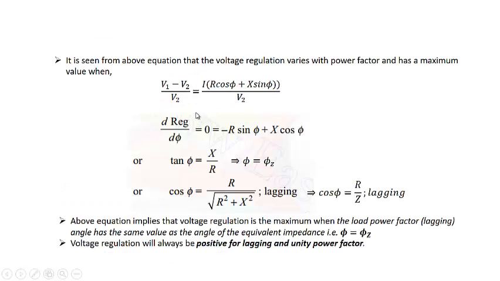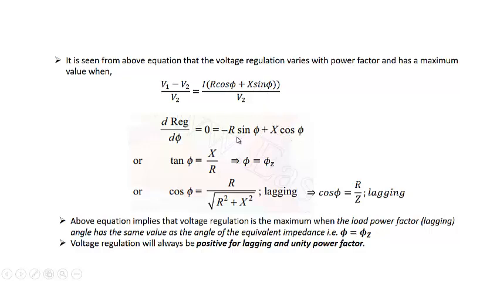Now let us calculate the maximum voltage regulation. What will be the maximum voltage regulation and what will be its relation with respect to the power factor? It is seen from the above equation, voltage regulation varies with the power factor and has a maximum value when we differentiate it with respect to phi and equate to 0. That means minus r sine of phi plus x cos of phi, when you differentiate this with respect to phi, should be equal to 0.